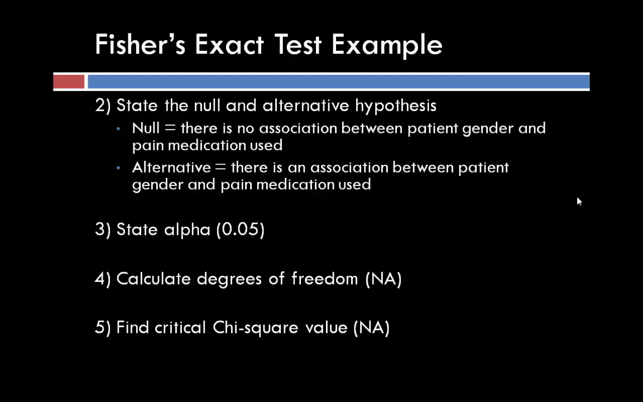We want to state the null and alternative hypothesis. So the null hypothesis is that there is no association between patient gender and pain medication used. The alternative is that there is an association between patient gender and pain medication used. We want to state the alpha, which is 0.05. And in the case of the Fisher's exact test, we don't calculate degrees of freedom, and we don't need to find a critical chi-square value because the Fisher's exact test allows us to calculate our probability value directly.